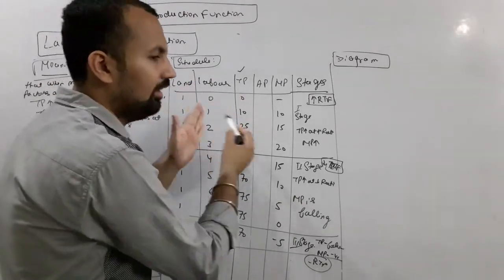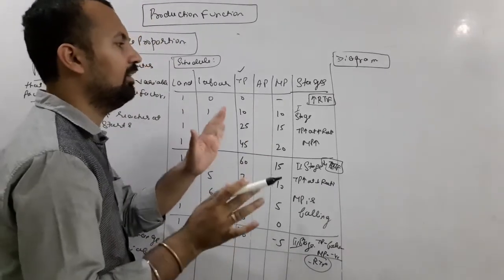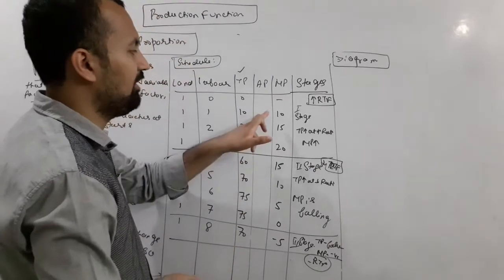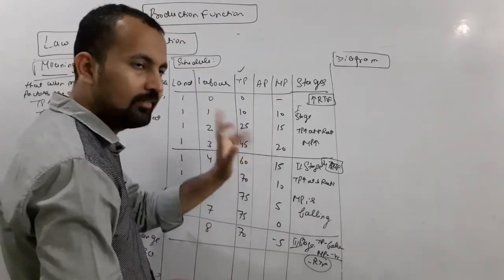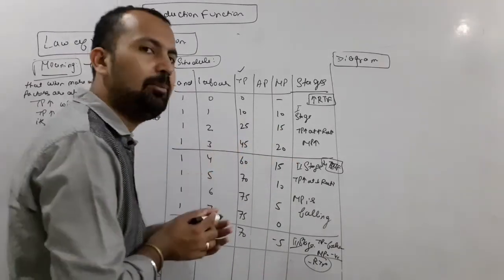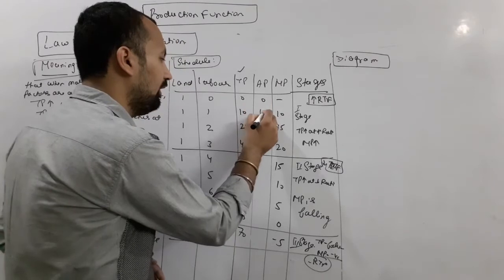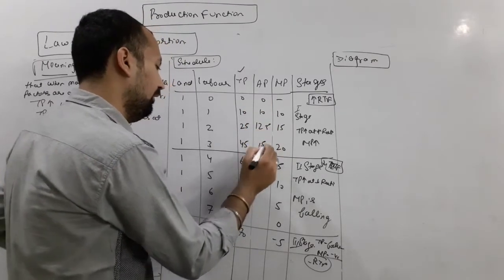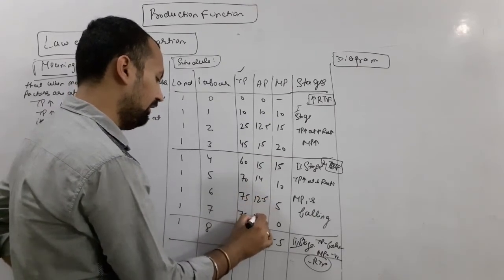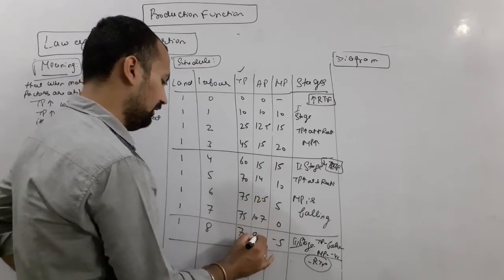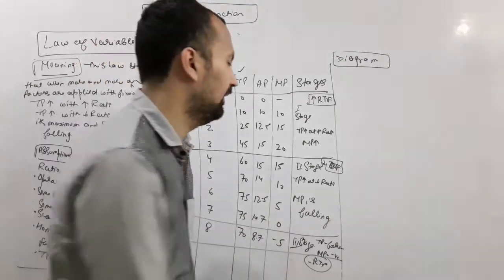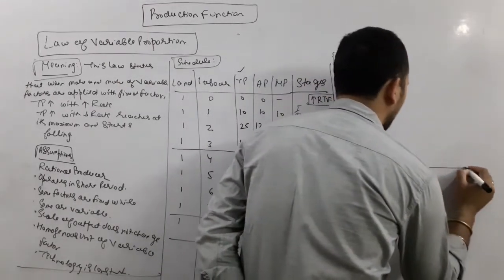Now just cram these TP values for the time being, but you need to understand what the concept is. The concept is, first of all, MP is rising, then MP is falling, then MP becomes negative. With the help of MP, we are able to find out TP as well. AP: 0, 10, 12.5, 15, 15, 14, 12.5, 10.7, 8.7 something.